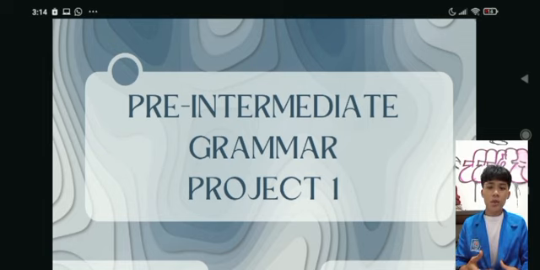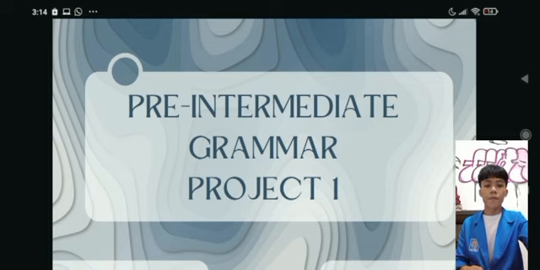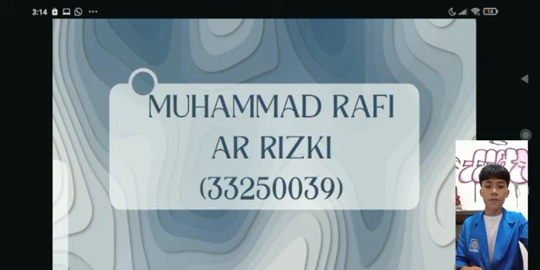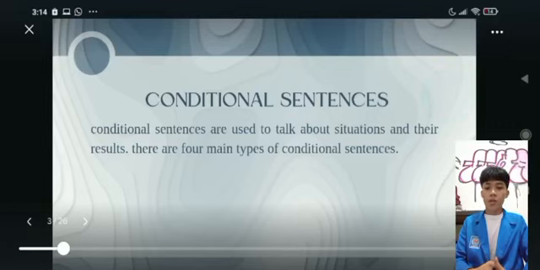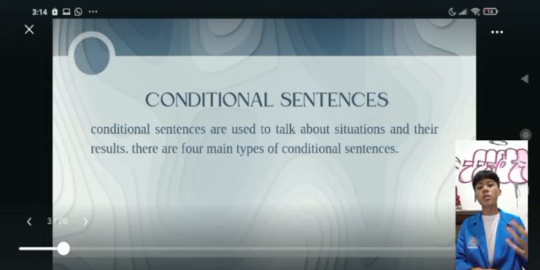Today I will present my Project 1, Pre-Intermediate Grammar. Conditional sentences. Conditional sentences are used to talk about situations and their results. There are four main types of conditional sentences.